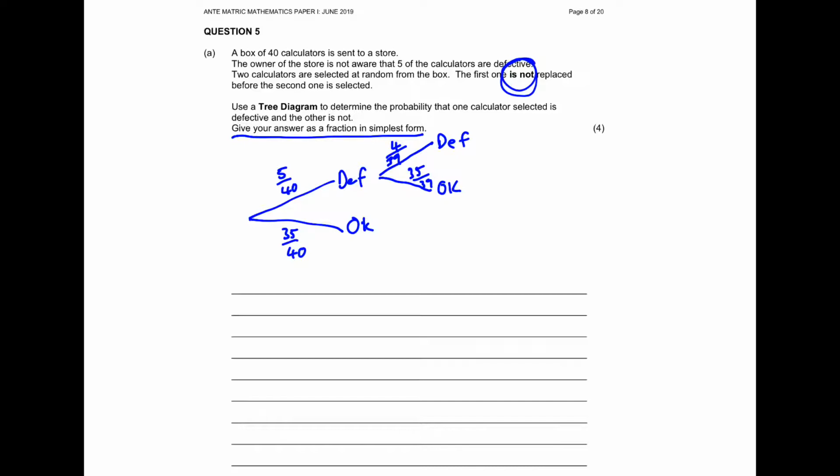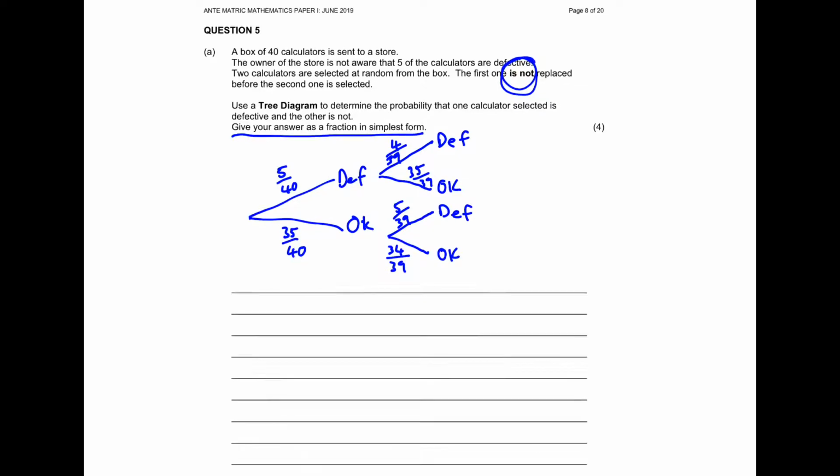Okay, however, on your second part of your tree diagram, so here, if we've chosen a calculator that's okay, and we now want to see what's the probability of choosing a defective one, there will still be 5 defective ones in the box of 39 calculators because the first one was okay. All right, and if we choose now one that's okay, then that means there are only 34 left out of the 39 calculators.